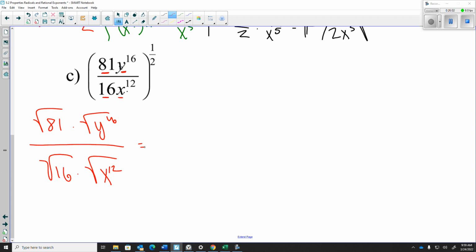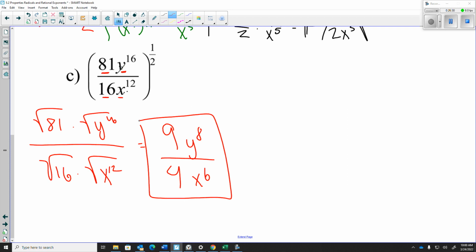What's the square root of 81? 9. How many times is 2 going into 16? 8. What's the square root of 16? 4. And how many times is 2 going into 12? Okay, can you simplify 9 over 4? No. Can you do anything with these? No. Do you have any negative exponents? No. Do you have any radicals? Nope. So you're done.